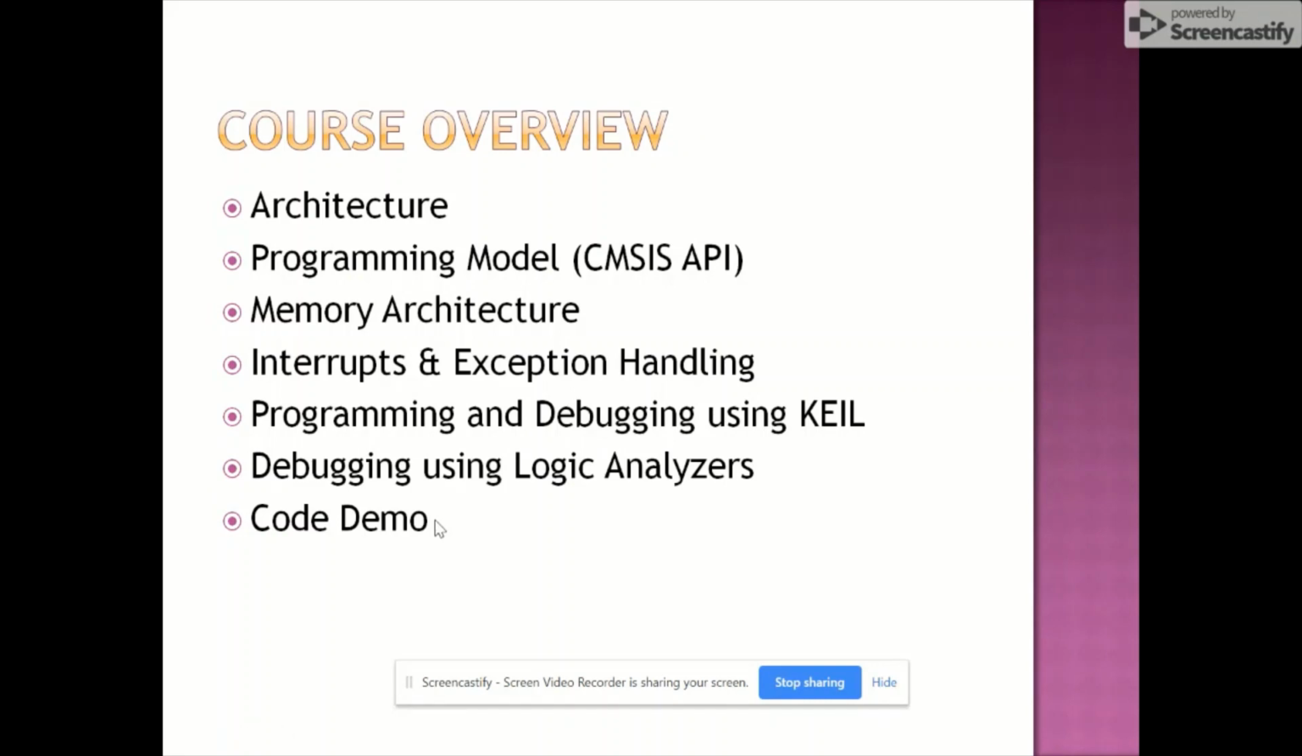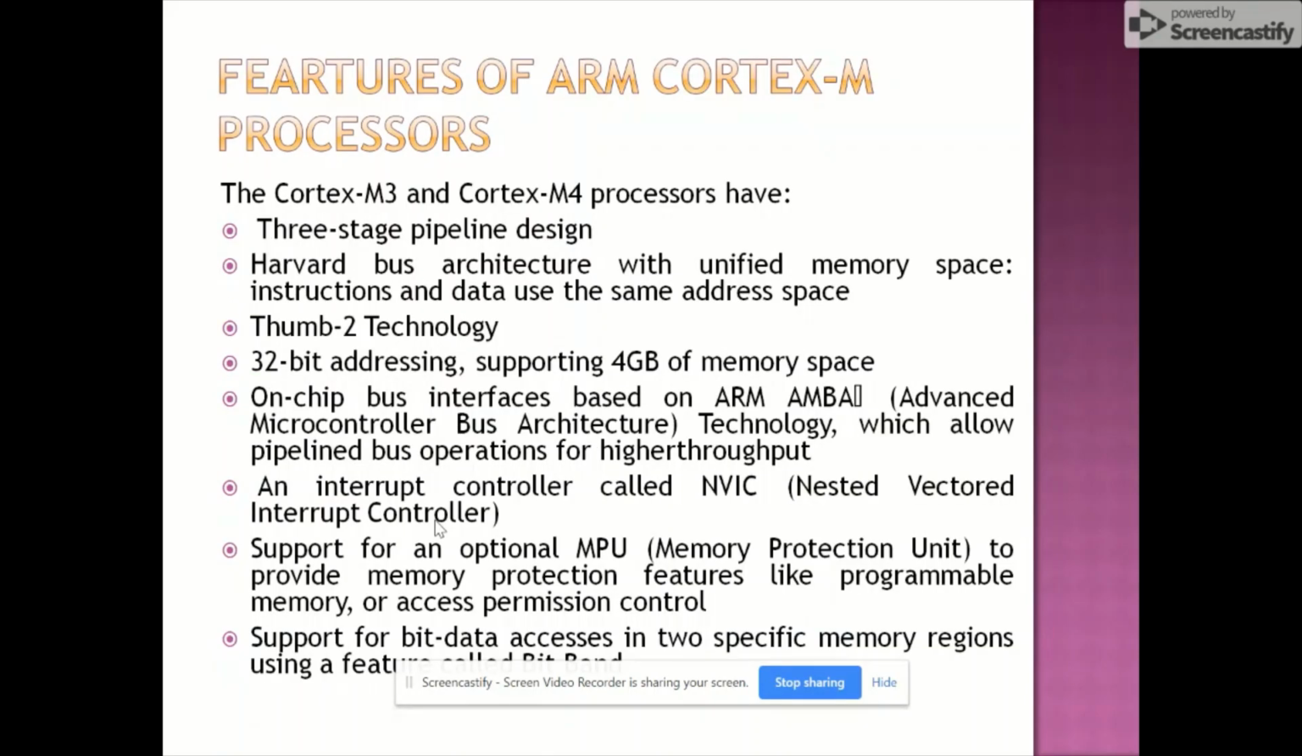In this lecture, we are going to understand the differences between the processor core, processor and microcontroller. Before we start, let me explain the features of the ARM Cortex M3 or M4 processor. The Cortex M3 and M4 processors have a three-stage pipeline design. Three-stage means instruction fetch, decode and execution.